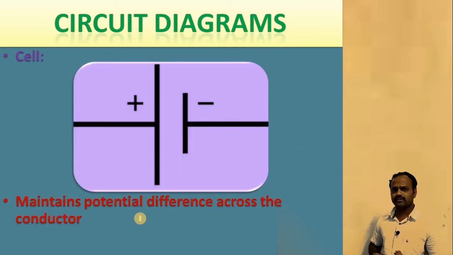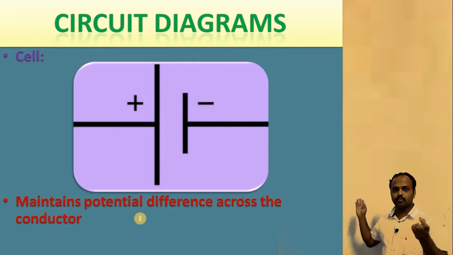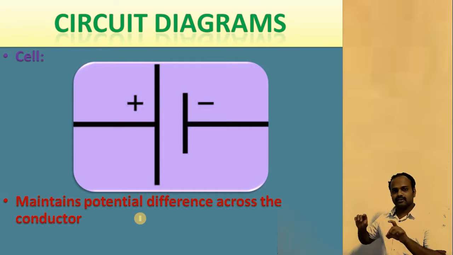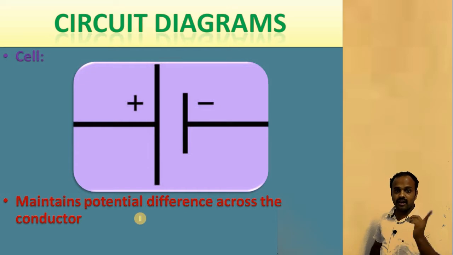The first circuit symbol is a cell. We already know that a cell is a device which maintains potential difference in the circuit. This is a cell. The bigger line is the positive terminal and the smaller line is the negative terminal.